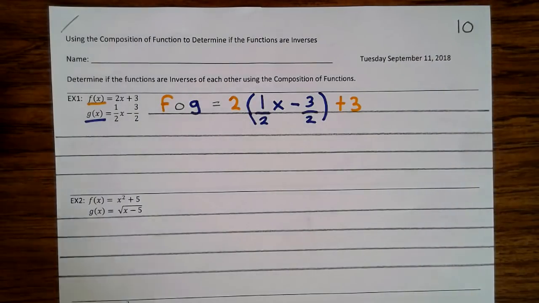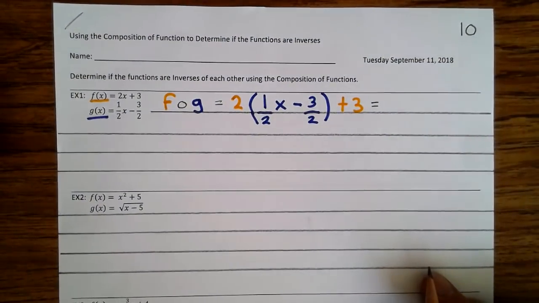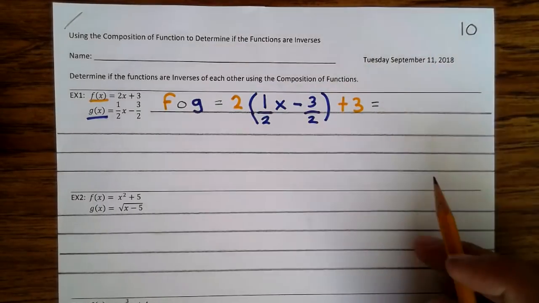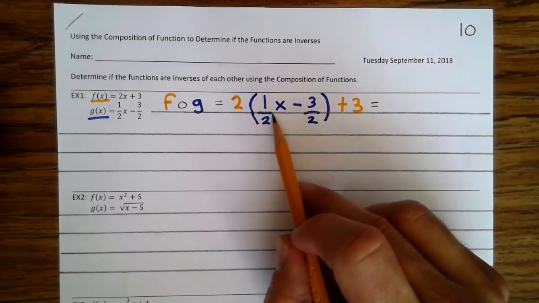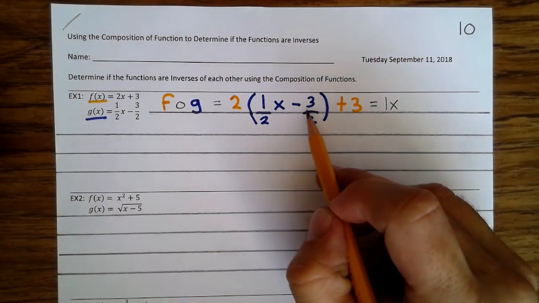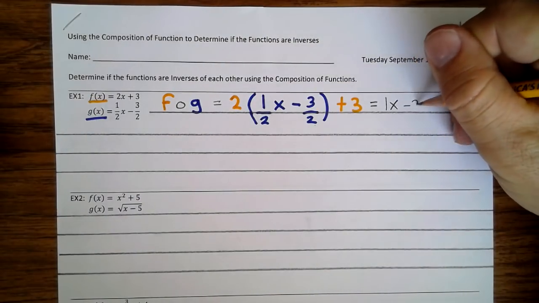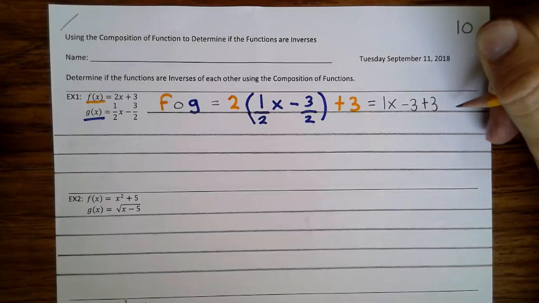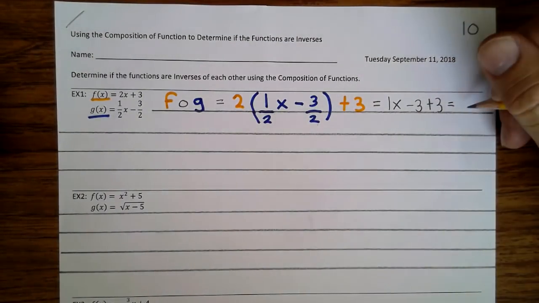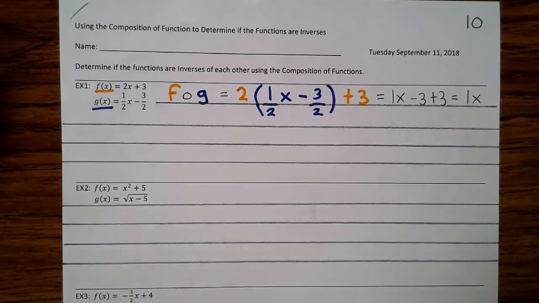Okay. Now we need to simplify. Now remember, we're hoping for the result of x, because if we get x for f of g and g of f, then we know they're inverses. So 2 times 1/2 is 1, so that's 1x. 2 times -3 is -6, divided by 2 is -3, and then plus 3. Well, -3 plus 3 is 0, so you're left with 1x. Okay, so far there could be inverses.